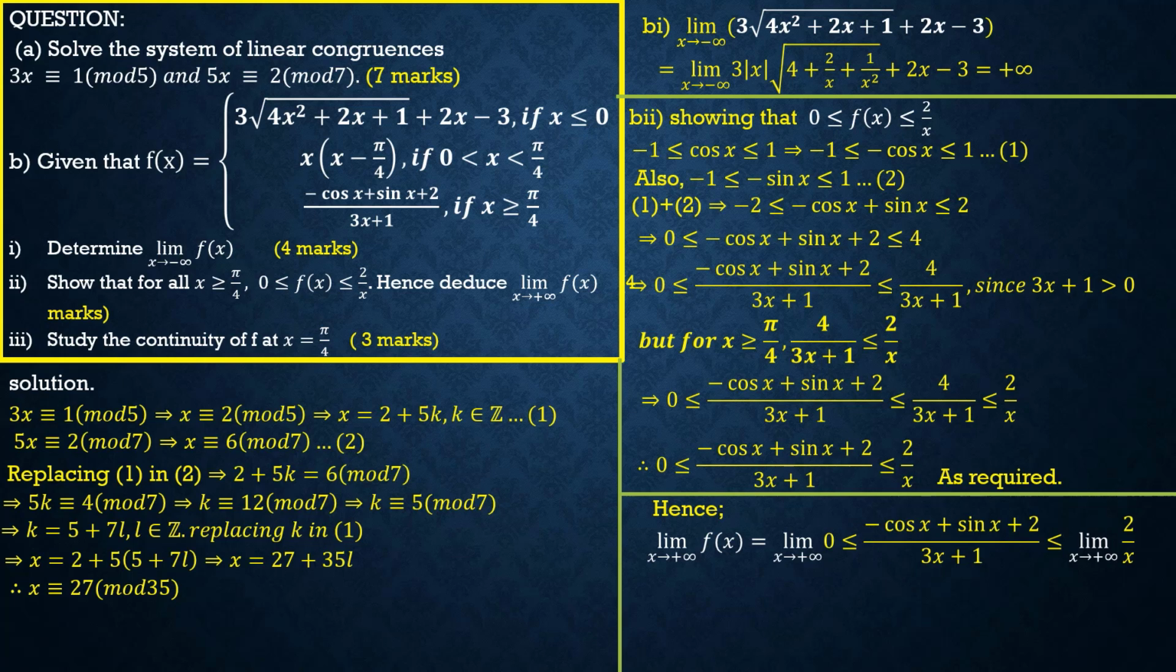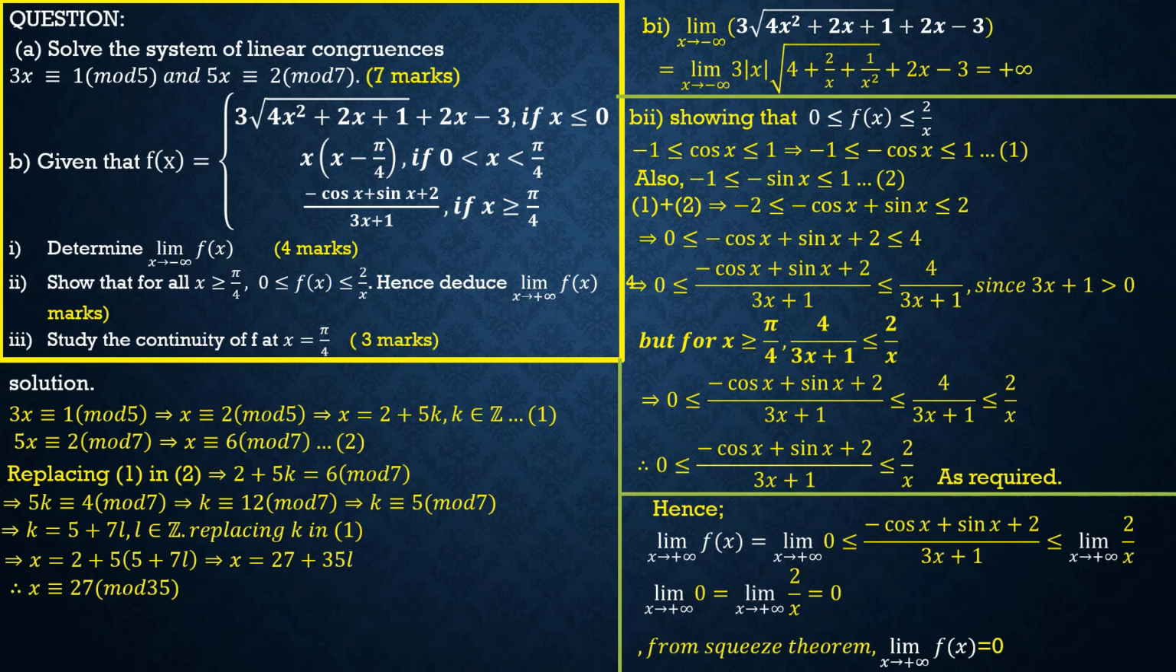So what do we have? We evaluate the left limit and the right limit. So clearly the left limit gives 0, and the right limit as x approaches positive infinity of 2 on x returns 0. You see that the limit as x approaches positive infinity of 0 is equal to the limit as x approaches positive infinity of 2 on x, which is equal to 0. And so what can we deduce from the squeeze theorem? We can deduce that since the limit of the lower bound and the limit of the upper bound are the same, then the limit as x approaches positive infinity of f of x will definitely be 0.